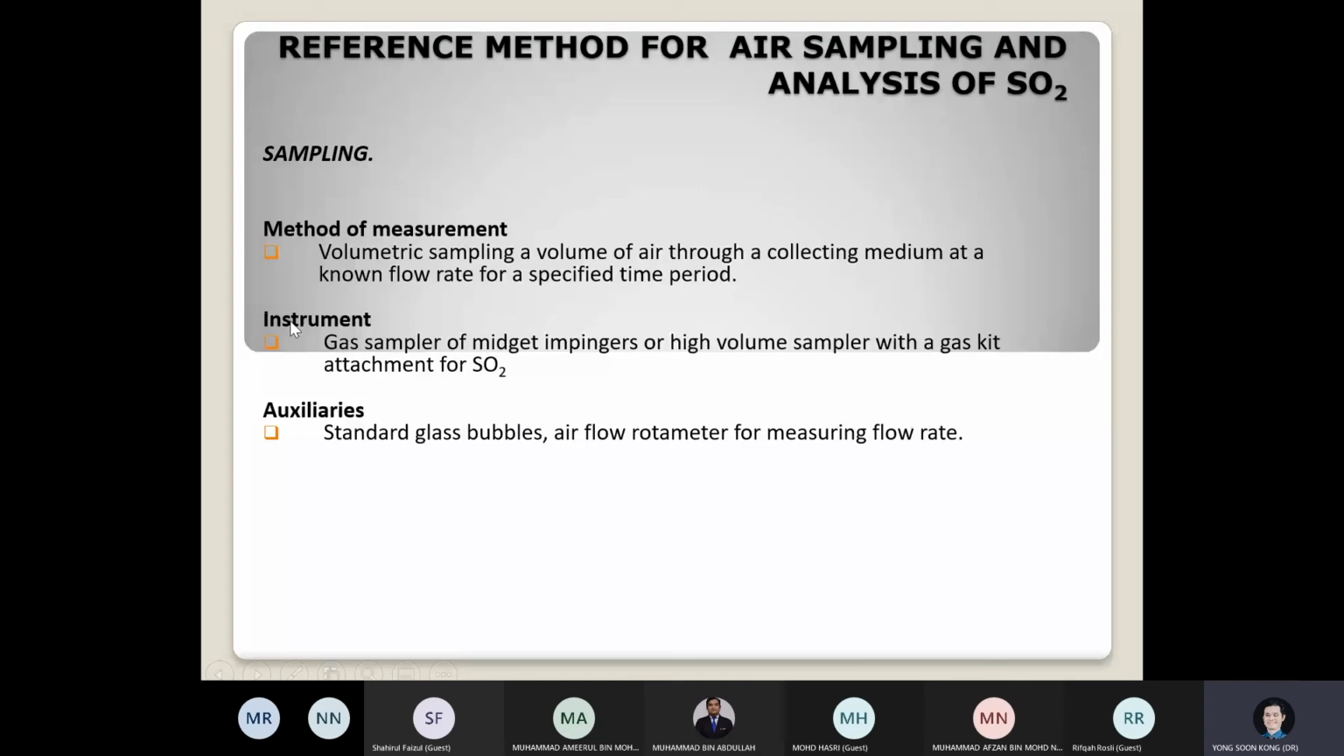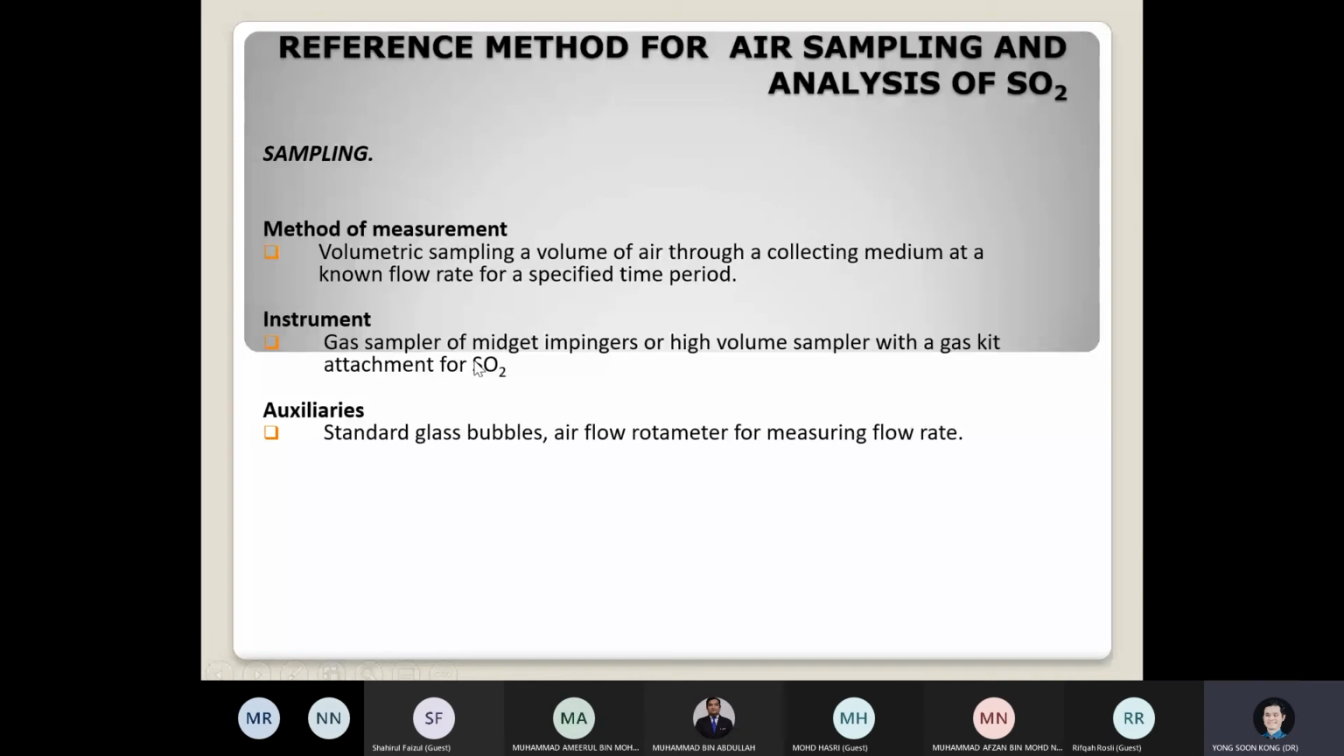Of course, the instrument that we use to collect this, to store your TCM and do all this sample collection, is an impinger. An impinger, later I will show you. Or a high volume sampler with a gasket attached. You can say impingers are the old technology. The high volume sampler may not be required for all of them, but they may be attached with an accessory gasket to capture sulfur dioxide.